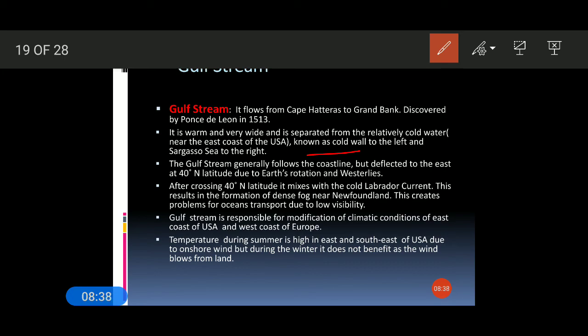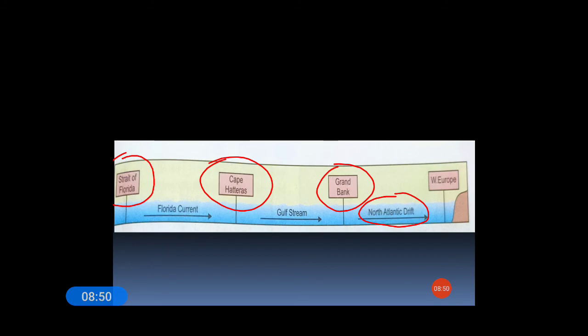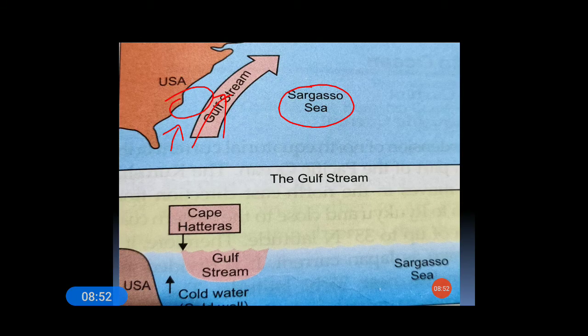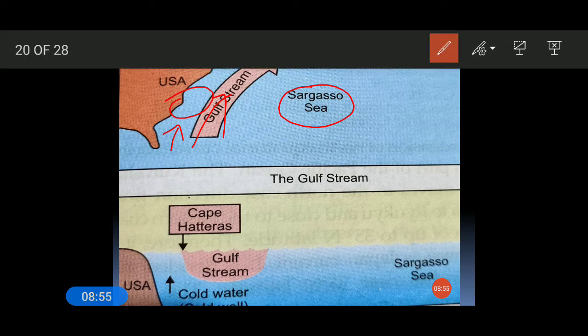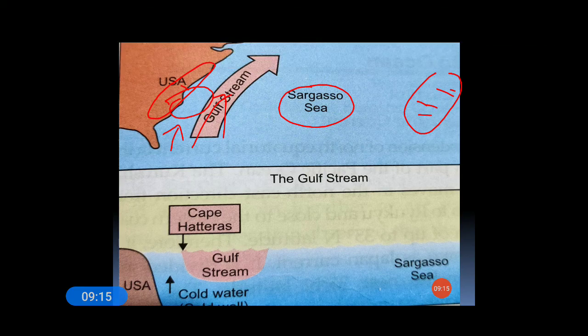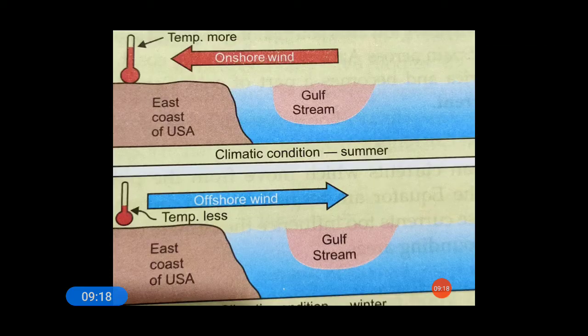Now coming to next, Gulf Stream is responsible for modification of climatic condition of the east coast of USA and the west coast of Europe. Now you see this image first. This side we have, this is the east coast of USA. So this is the climatic condition of east coast of USA, and this side you have west coast of Europe. So this west coast of Europe and the east coast of USA is affected due to Gulf Stream. That means the climatic pattern is affected by the Gulf Stream. Okay, so we'll be discussing how it is affected, in what condition. You see here.